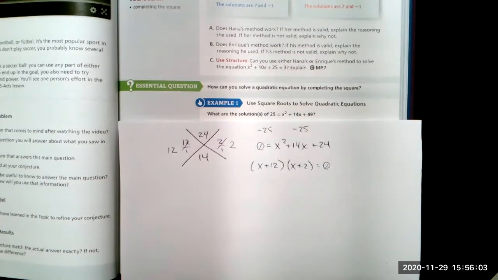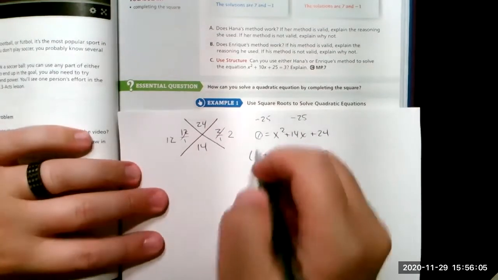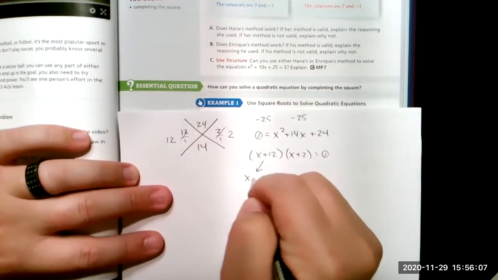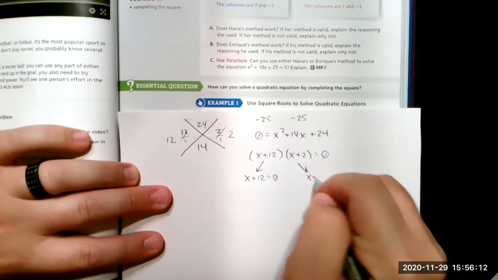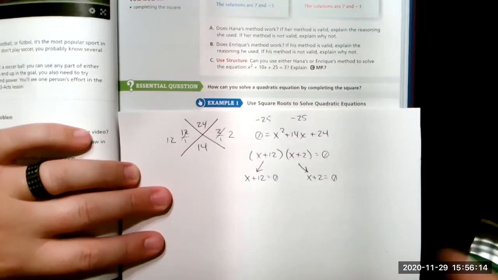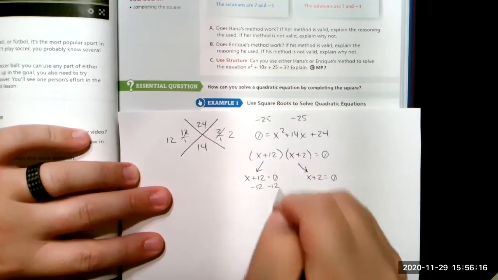All right. At this point, this is that time where you can set each of these equal to 0. Just a quick reminder: set each of these factors equal to 0 and solve. So here I would subtract 12 from both sides.